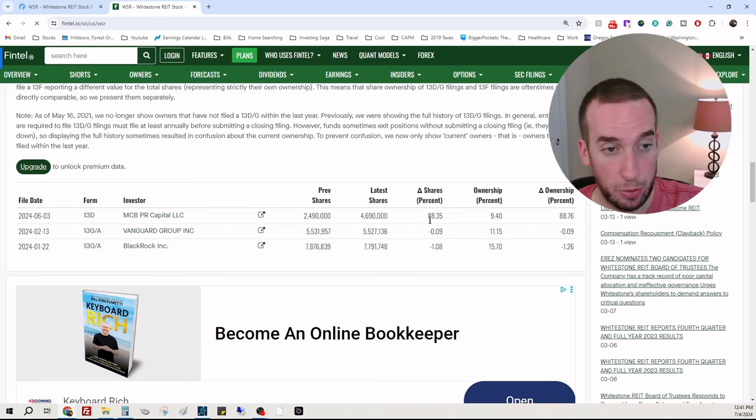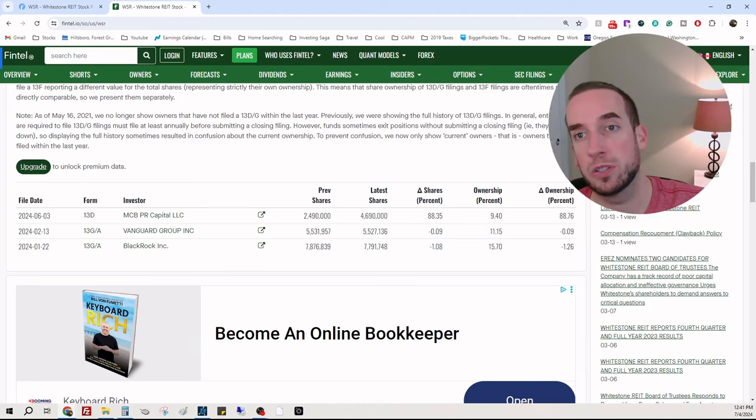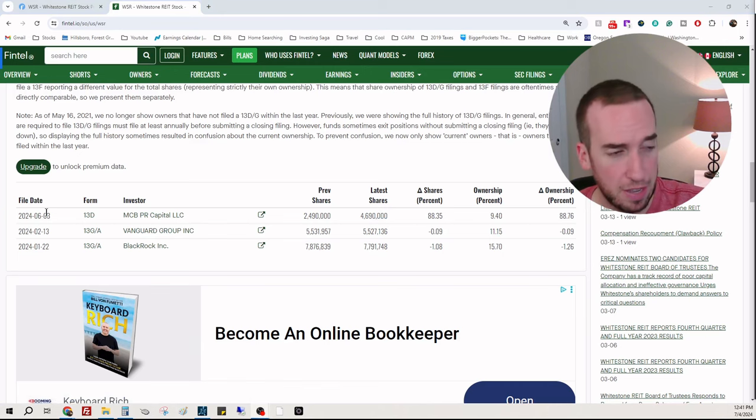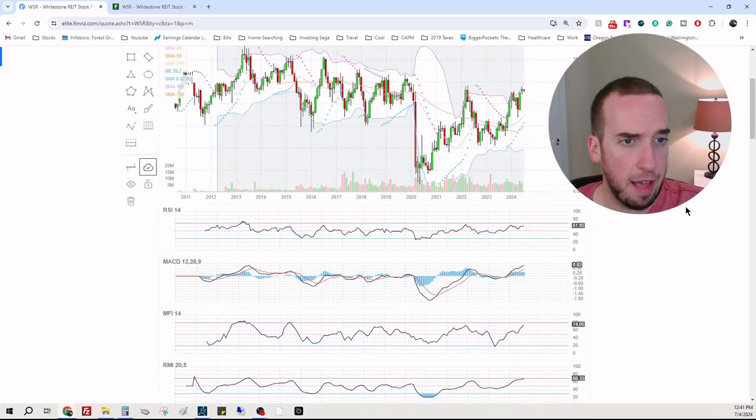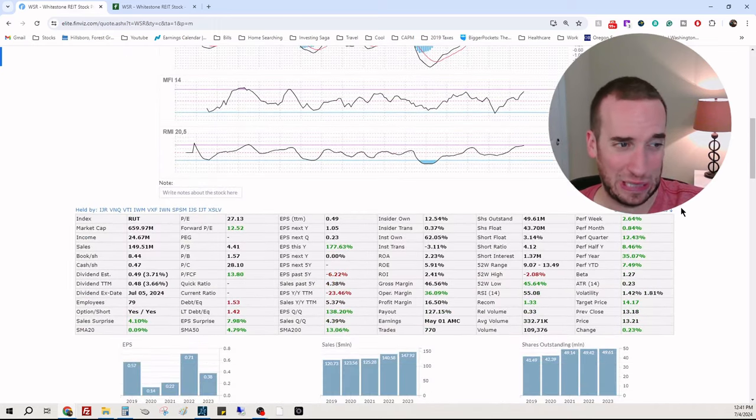MCB doubled down, adding over 2 million shares, which is cool for them, maybe. Actually, I don't know. They just bought, so maybe. Good gross margins, good profitability. They offer a decent dividend. It's a little expensive currently, but in the future it's cheap.